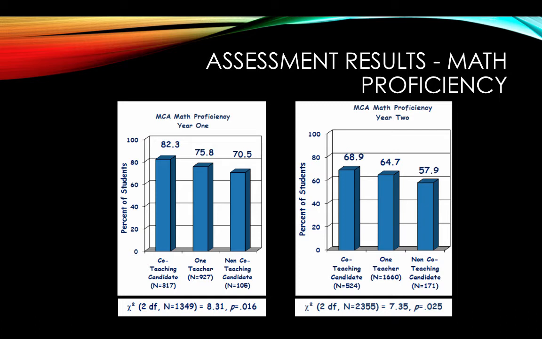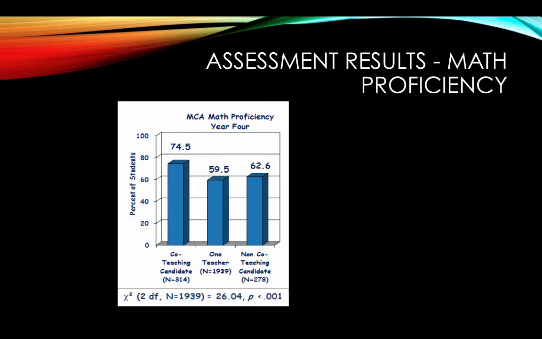In math, it's the same across those 4 years. The highest scores are in the co-teaching partnership, followed by the one single mentor teacher, the expert teacher, followed by the more traditional student teaching method. And the pattern remains the same.